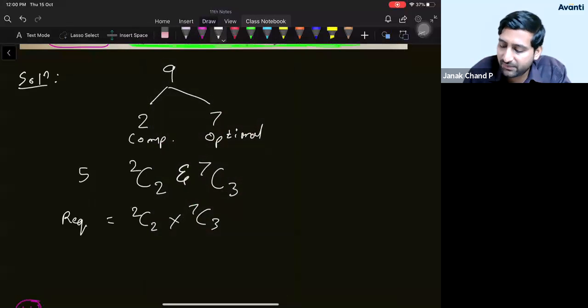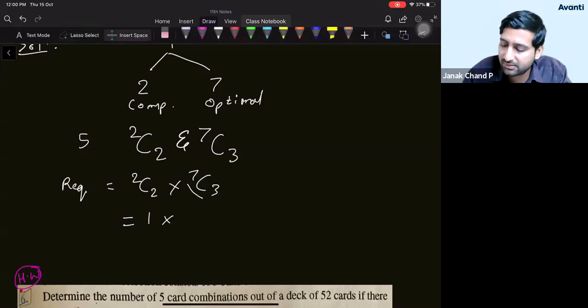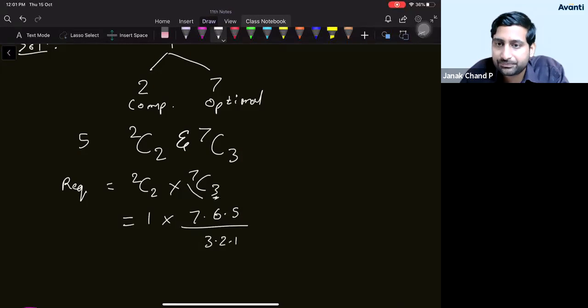Okay, so just simplify this. I have already told you student, nCn is nothing but 1. And then 7C3, as you can see here, this number is smaller only. So you can directly calculate this. So this will be, student, 7 into 6 into 5 divided by 3 factorial. Okay, so this factorial is nothing but 3 into 2 into 1. So we can cancel this 3 factorial with the 6. What is the final answer? Yes, it is 35. So this is your answer.